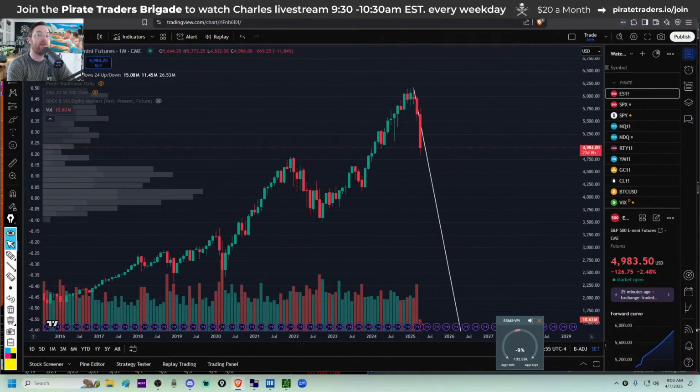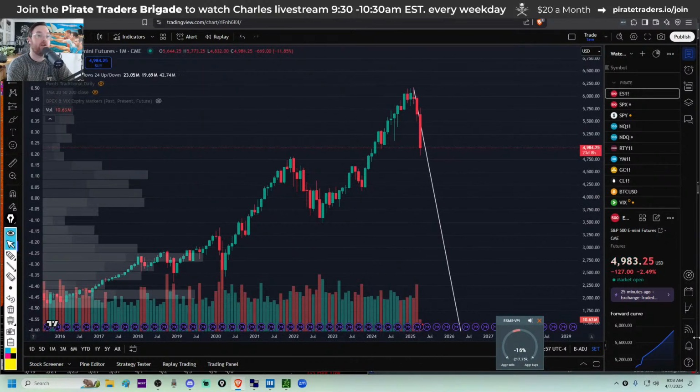So on a monthly time frame, the market is trending lower. That is bearish to see. It doesn't mean the market has to keep going lower all month long. It doesn't mean we have to continue lower next month. It just means as of now, we are trending lower on the monthly time frame.